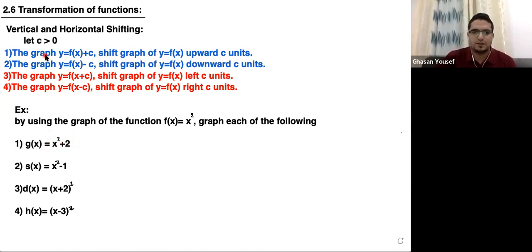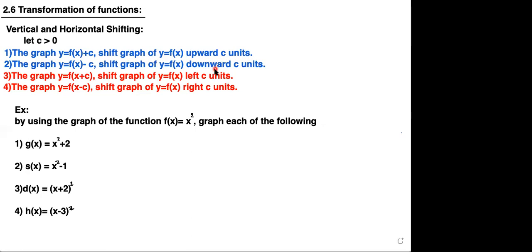For the first one, the rule says that for the graph of y equals f of x plus c, we have to shift the original function, which in my example is f of x equals x squared, upward c units. So Aziza said you can move the graph up 2 units. Which graph should we move up 2 units? F of x equals x squared.